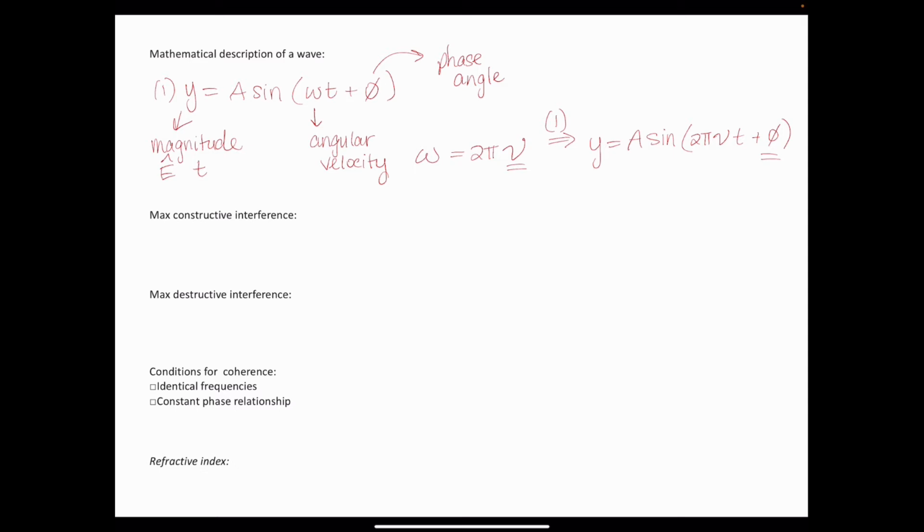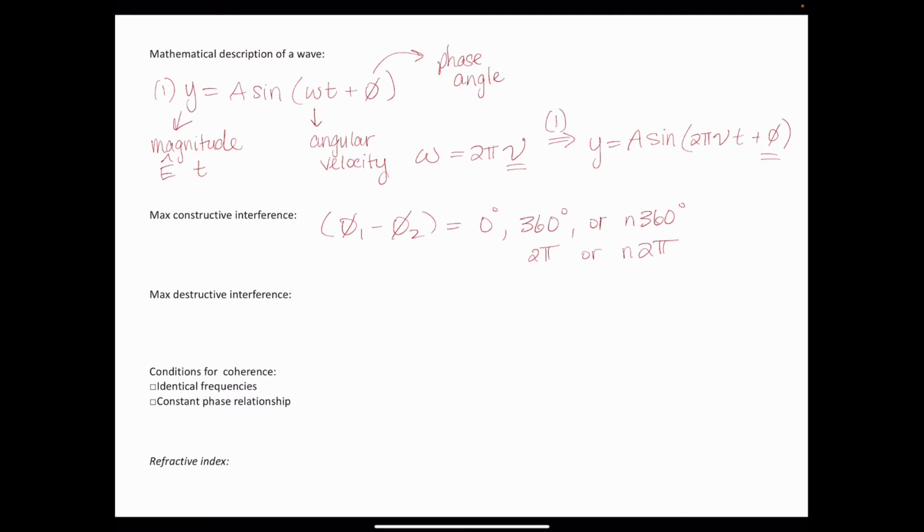So in order to achieve the maximum constructive interference, the phase difference between the two waves, 1 and 2, has to be equal to either 0 degrees, 360 degrees, or some integer multiple of 360 degrees. And if we write this in radians, it can also be expressed as 2 pi or n times 2 pi.